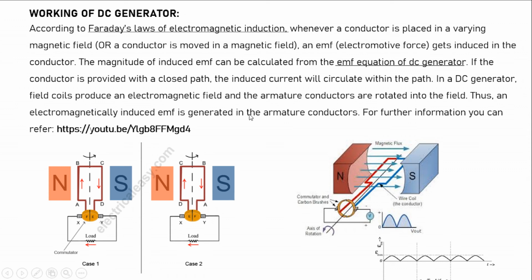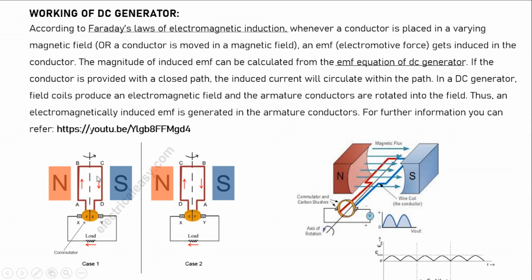In a DC generator, field coils produce an electromagnetic field and the armature conductors are rotated in the field. These are the armature conductors, and field coils are placed in the poles. Thus an electromagnetically induced EMF is generated in the armature conductors. For more information you can refer to this link, which gives the pictorial representation of DC generation.